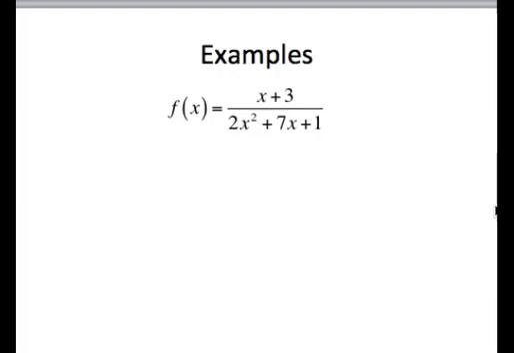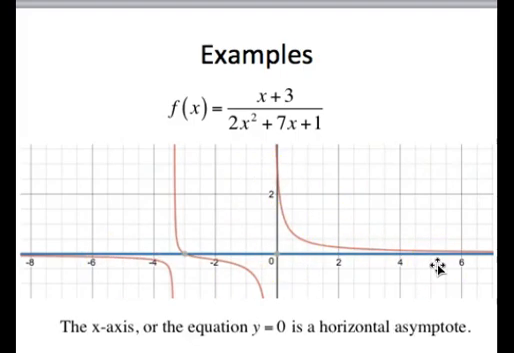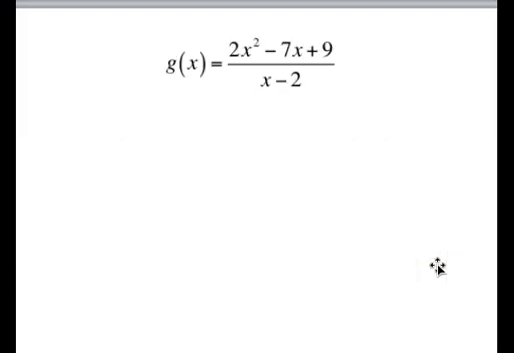Look at another one. What if we have x plus 3 over 2x squared plus 7x plus 1? We want to identify if there is a horizontal asymptote. So we'll look at the graph. And what do we have here? Three pieces, all getting closer to the x-axis, all getting closer to 0. So again, y equals 0 is a horizontal asymptote.